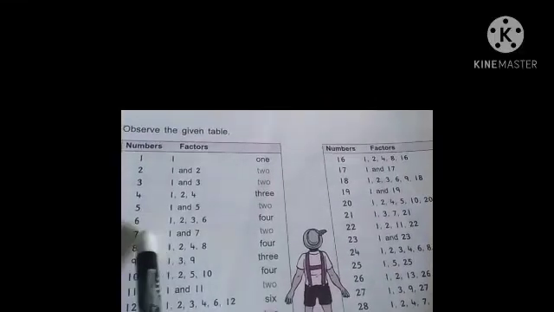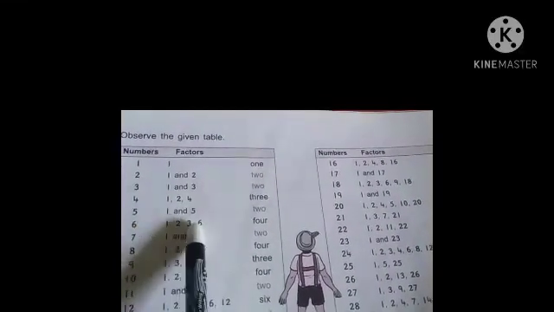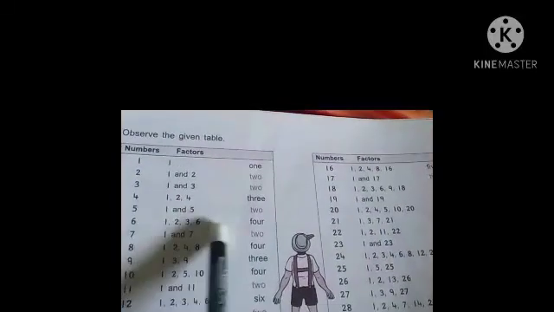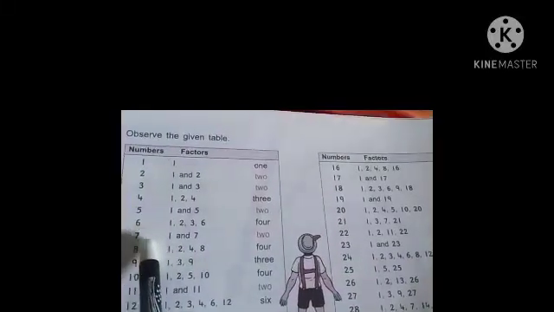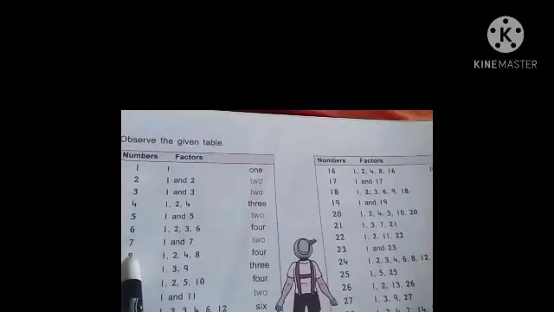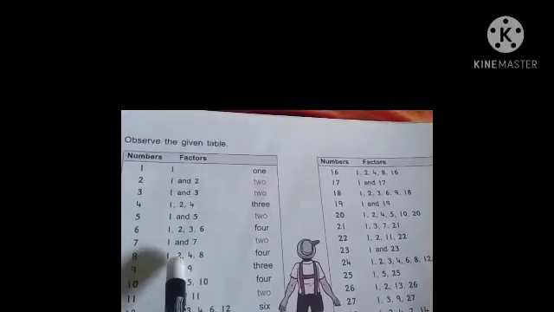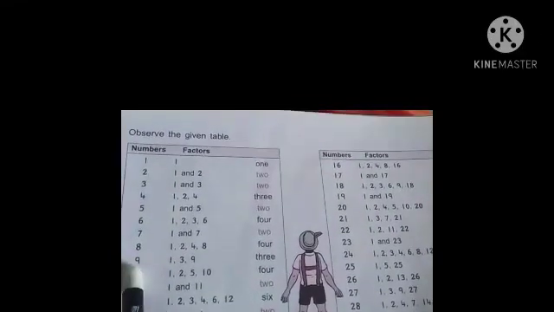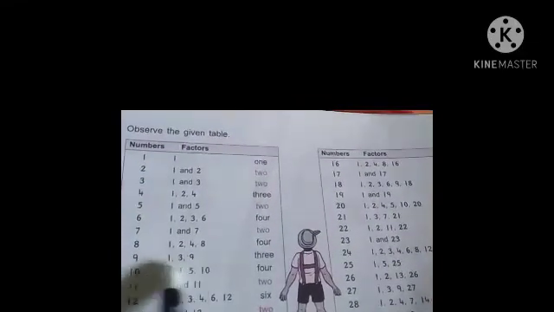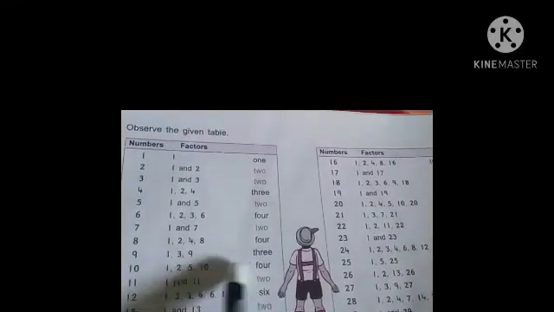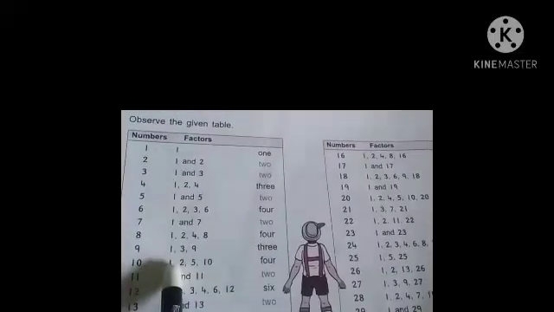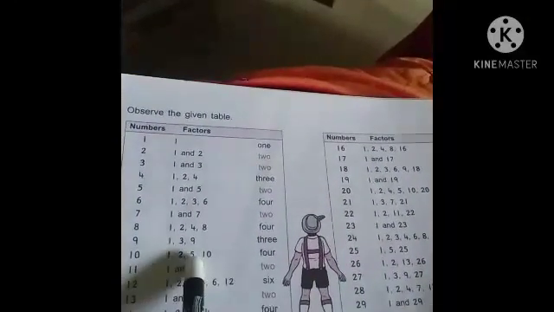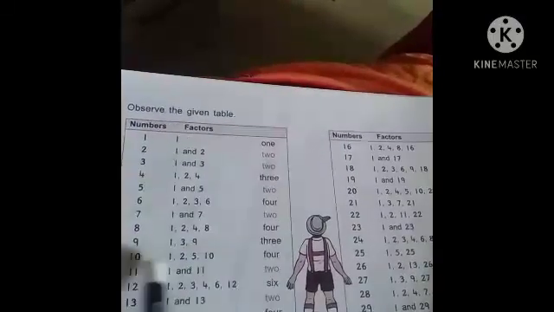6: 1 6 is 6, 2 3s are 6, 3 2s are 6. How many factors does 6 have? 4. 7: 1 and itself. 8: 1 8 is 8, 4 2s are 8, so 4 factors. 9: 3 3s are 9, 9 1s are 9, so 3 factors. 10: 2 5s are 10, 5 2s are 10, so 10 has 4 factors.